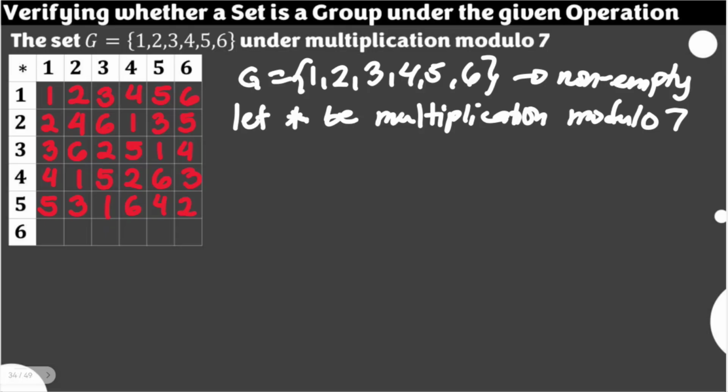6 times 1 is 6 modulo 7. 6 times 2 is 12. That's actually 5 modulo 7. 6 times 3 is actually 18.